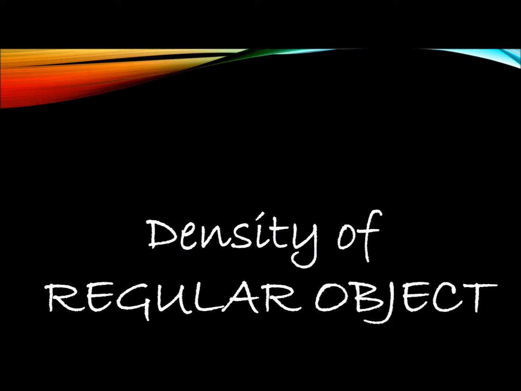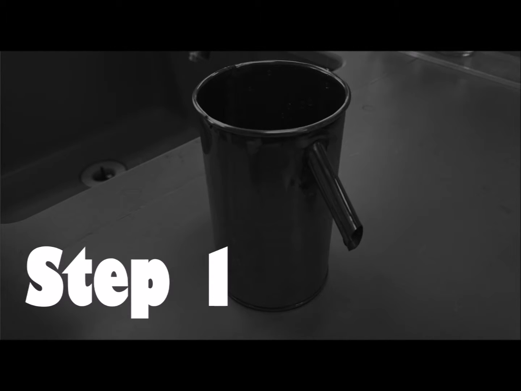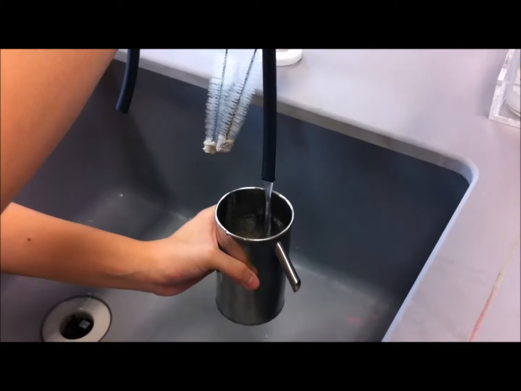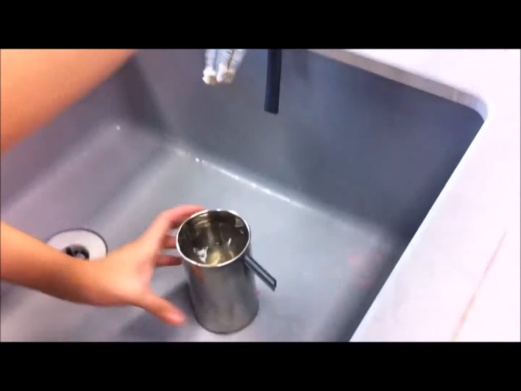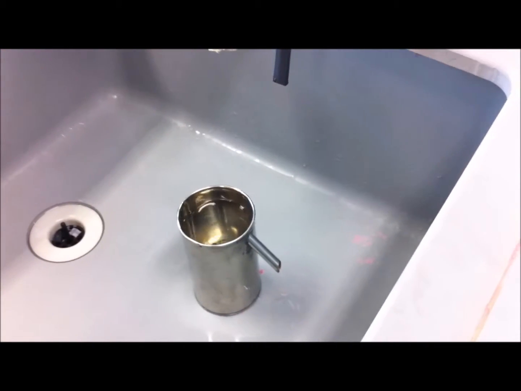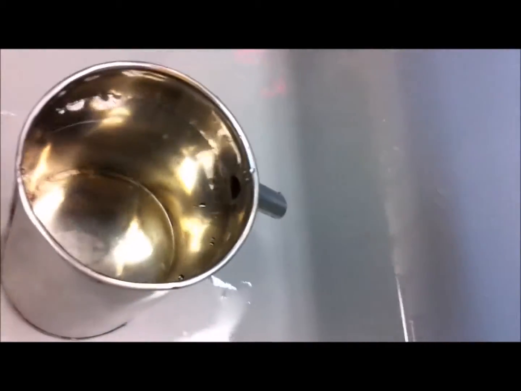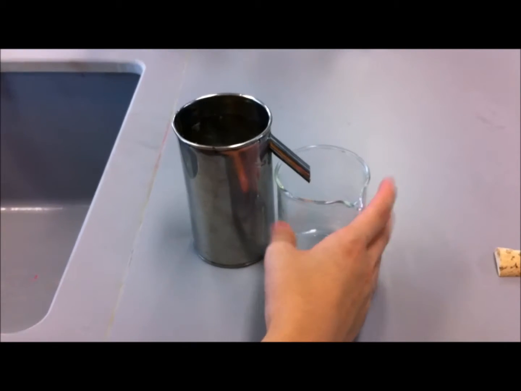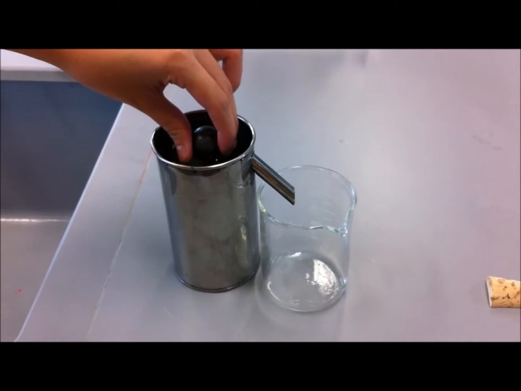To find the density of a regular object, we will first need to find the volume of the regular object. Step 1. Fill the water displacement can with water till it's fully filled. Next, place the water displacement can in the basin and wait till the water stops flowing. Step 3. Place the beaker beside the water displacement can and drop the bob into the water displacement can.